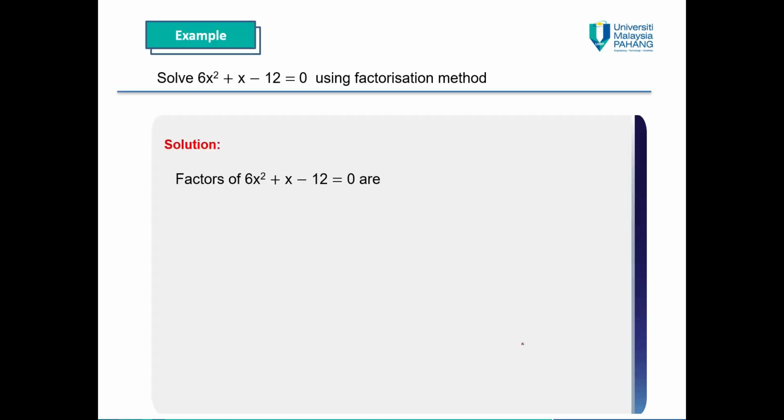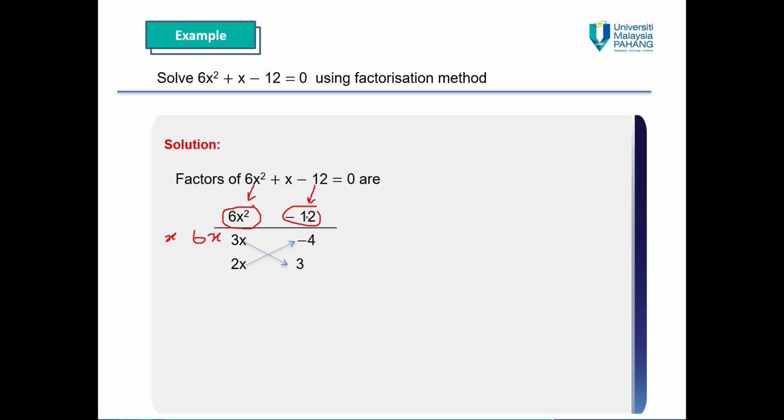Alright, next example. Solve 6x squared plus x minus 12 equal to 0 using factorization method. For example, we are finding the factors for 6x squared, the term of x squared, and the term for the constant minus 12. In this case, for 6x squared, we have several choices. So we can have x times 6x as well.